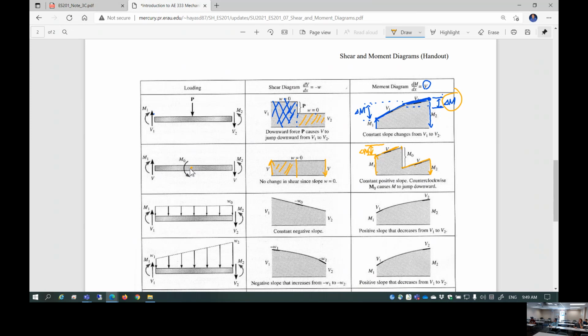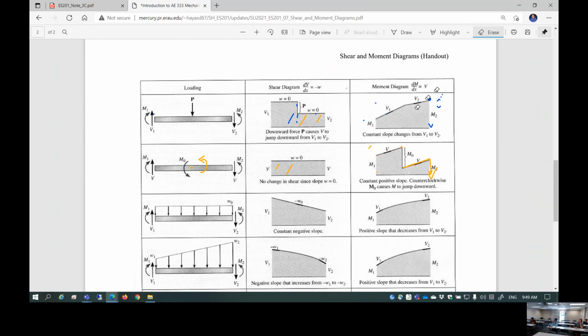If M0 was in the other direction, you would have a jump up and then go this way. So M2 is going to be really huge. This kind of thing. Maybe erase all of those.